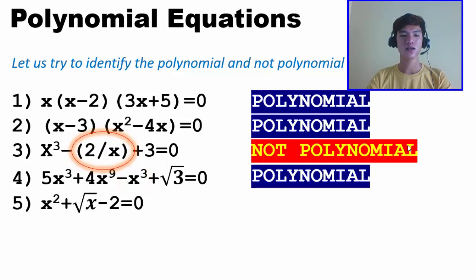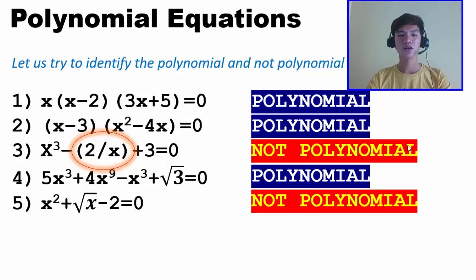Then the fifth one, x squared plus square root of x minus 2 equals to 0, not polynomial, because of its second term, square root of x. The variable is inside a radical sign, and when you change this term into an exponential form, it will be x raised to 1/2. And based on our restriction, there should be no fraction on the exponent of a variable.